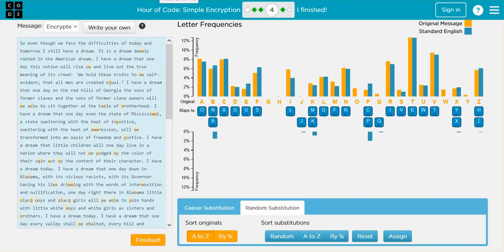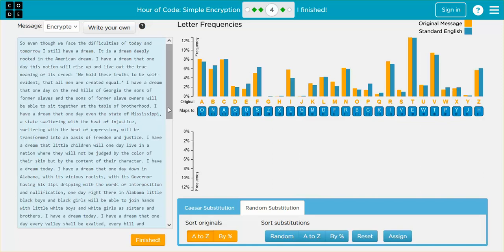Now you could probably figure out what it says. I still have a dream. It is a dream deeply rooted in the American dream. So now we can go through and figure out, we hold these truths to be self-evident. So B fits up there with O. I'm missing this word. All men are created equal. So J is Q. And now you should be able to fill in the other parts.